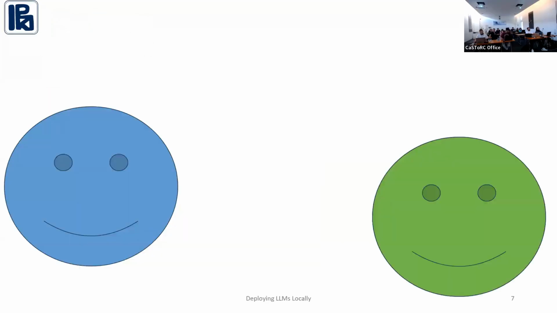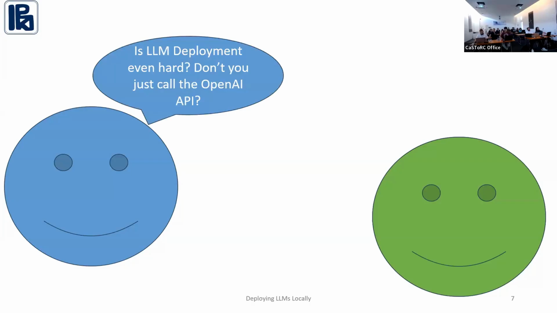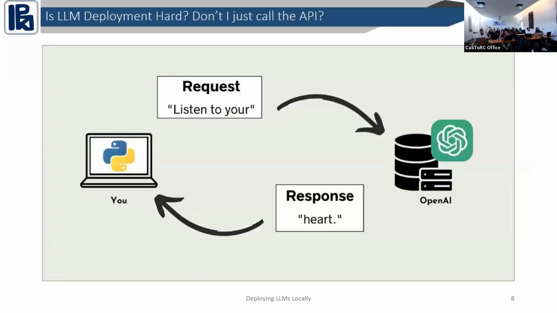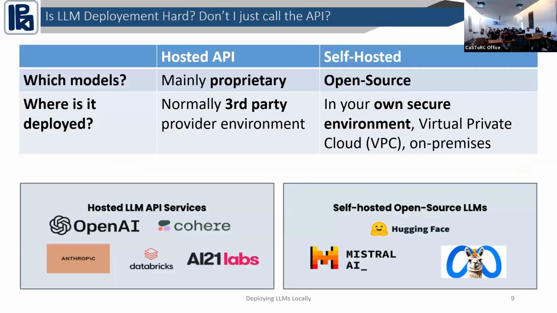Now, the first session is about local LLM deployment. And the question is, is it even hard? I mean, don't you just use the OpenAI API if you have used it in the past? And, well, sort of. Yes, but no. The idea is that you have this abstraction. You have the user, you send your request, then you ping some server, let's say the OpenAI server, and then you get the response back. Conceptually, that's just it.